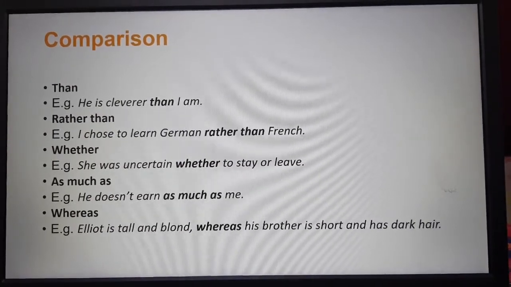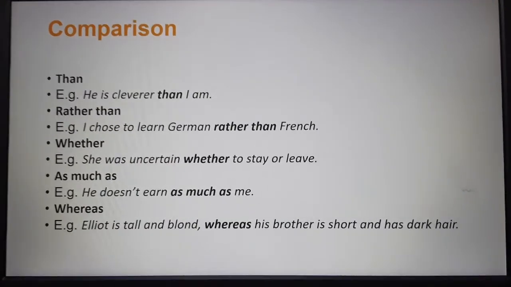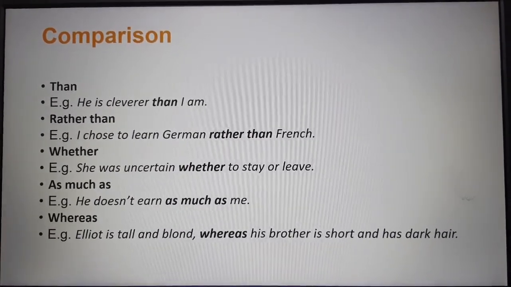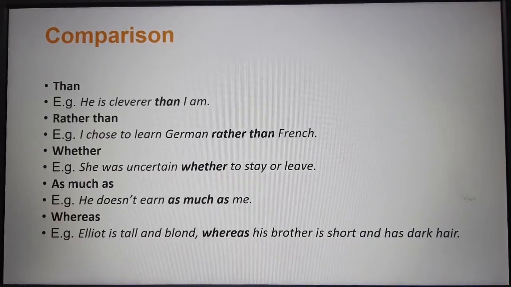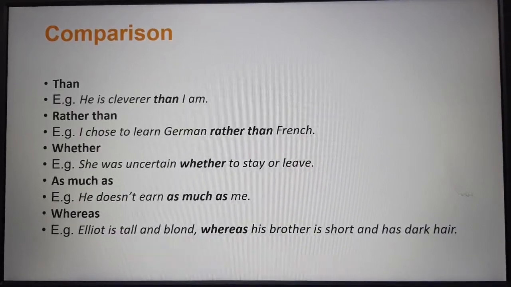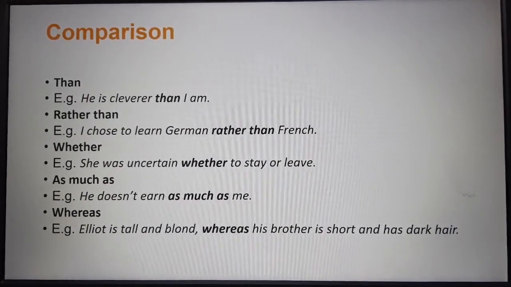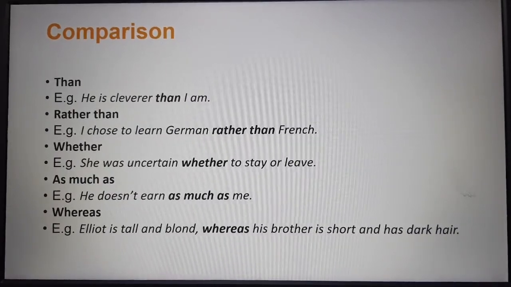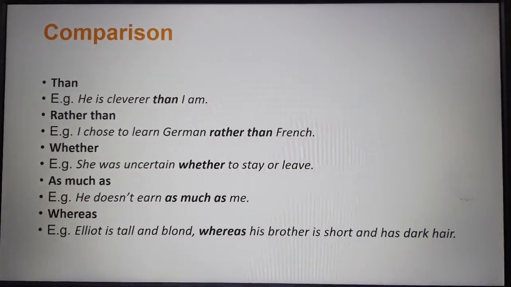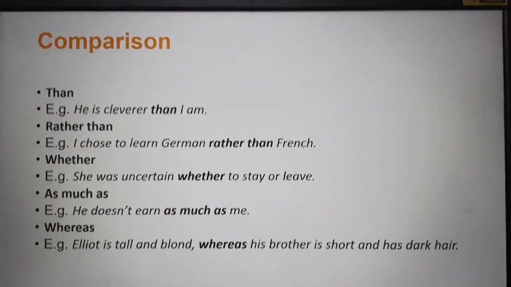So, when do we use these conjunctions? There are many conditions in which we use them. First, we use them for comparison. How can you use them? Than: he is clever than I am. Rather than: I chose to learn German rather than French. Whether: she was uncertain whether to stay or leave. As much as: he doesn't earn as much as me. Whereas: Elliot is tall and blonde, whereas his brother is short and has dark hair.